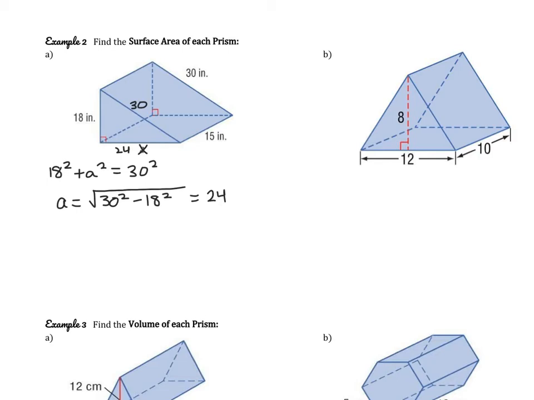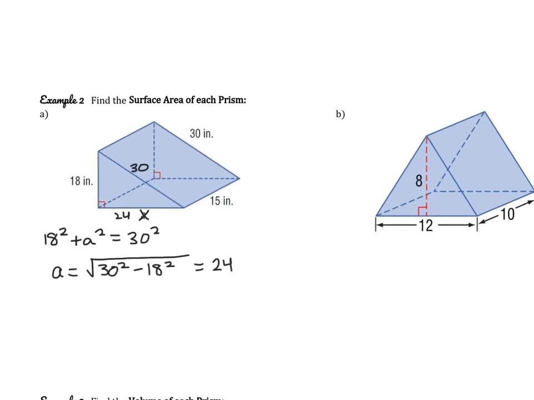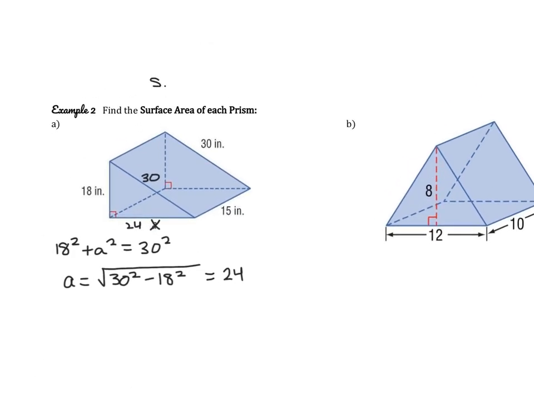Okay, so just a quick reminder, our surface area, maybe I'll write it up here. Our surface area formula is going to be the lateral area, which we just practiced finding, plus 2 times the base area, because there are 2 bases. So let's start by finding our lateral area.